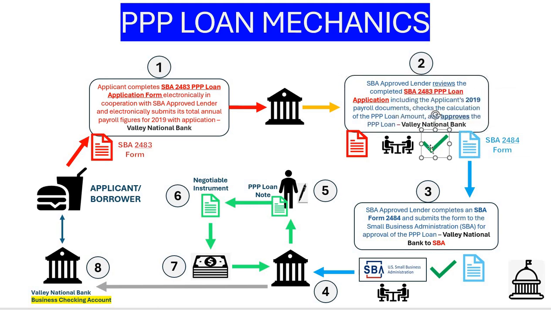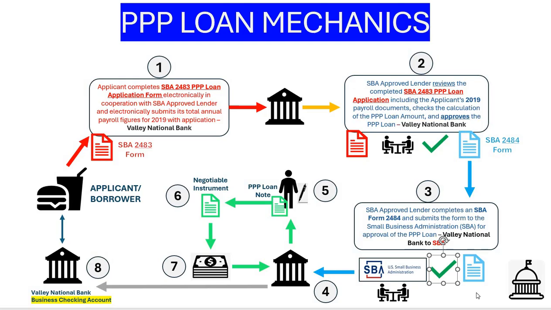Once the SBA 2483 form and PPP loan itself are approved, the lender or bank is required to complete an SBA 2484 form for that loan and submit that 2484 form to the SBA. So the SBA approved lender completes an SBA 2484 form and submits the form to the Small Business Administration for approval of the PPP loan. So what happens here, the SBA again reviews the 2484 form and approves it.